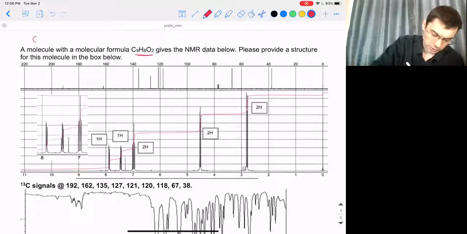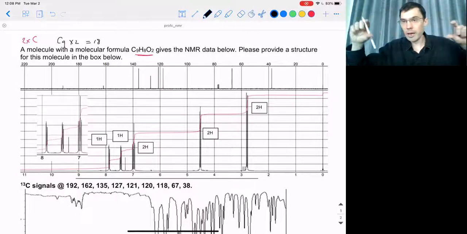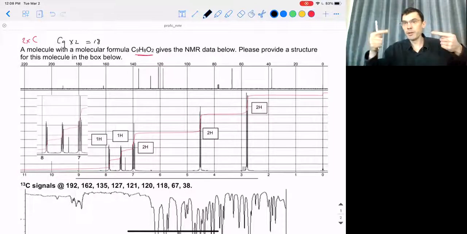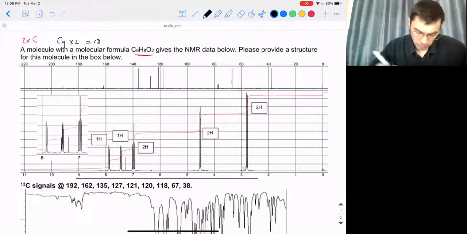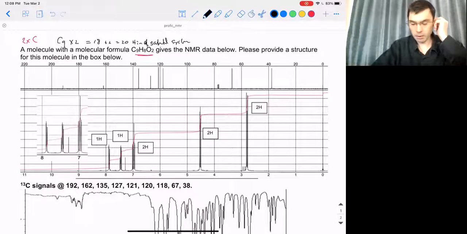So the way that you always calculate this is you take 2 times the C. And so if I have C9 times 2, I should get to 18. And that's the number of hydrogens you get for any N-alkane. And then, of course, you need 1 hydrogen for the end on both sides. So we're always going to add 2 to that. So plus 2 equals 20 H's in a saturated system. Okay, so 20 is the expected number of hydrogens.